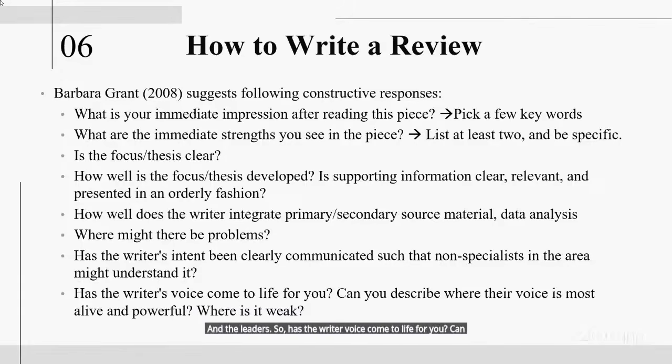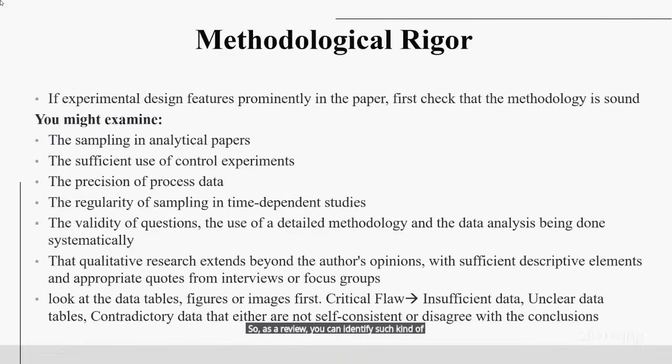Can you describe where their voice is most alive and powerful? Where is it weak? Because sometimes they say that we have done like this, but sometimes it's very weak. So as a reviewer, you can identify such kinds of weaknesses as well. And then when you are reviewing, it's very, very important that the manuscript should have methodological rigor. And when I'm saying methodological rigor, it means that it should be methodologically sound.